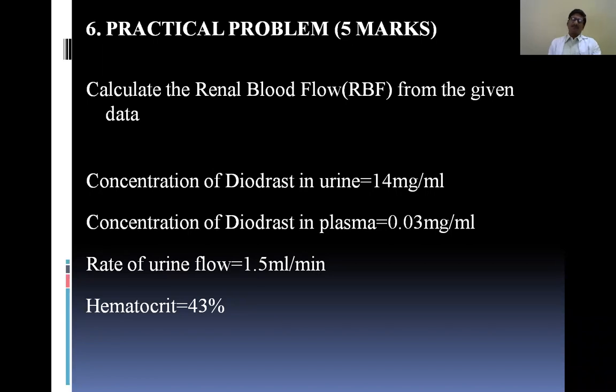Again, the formula is the same: C is equal to UV by P, but we have to use the appropriate marker, because for GFR we normally use inulin or creatinine. To calculate renal plasma flow, we use diodrast because this particular substance is filtered as well as completely secreted. Now, whether you use diodrast or para-aminohippuric acid, though I said it is filtered as well as secreted, it is not 100%. So approximately about 90% of these substances are excreted by both filtration and the secretory process.